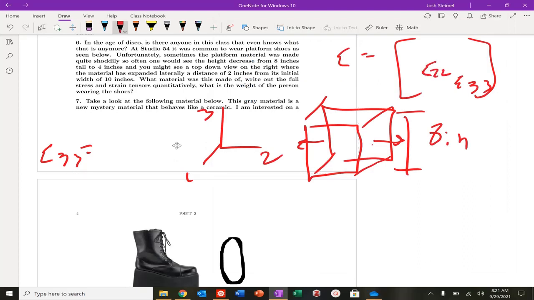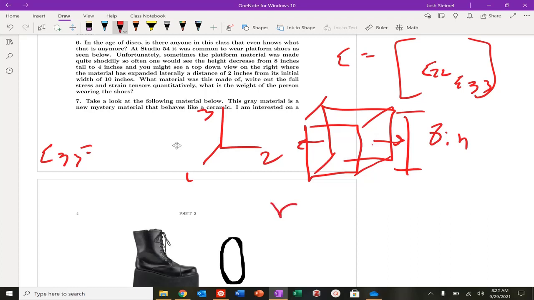Now I'm not sure exactly what the strain in the 1-1 is going to be because I don't know the material or the shape of the shoe. I'm only told the width, essentially. I don't know what the length is necessarily. So I need to figure out, well, I can relate this here.